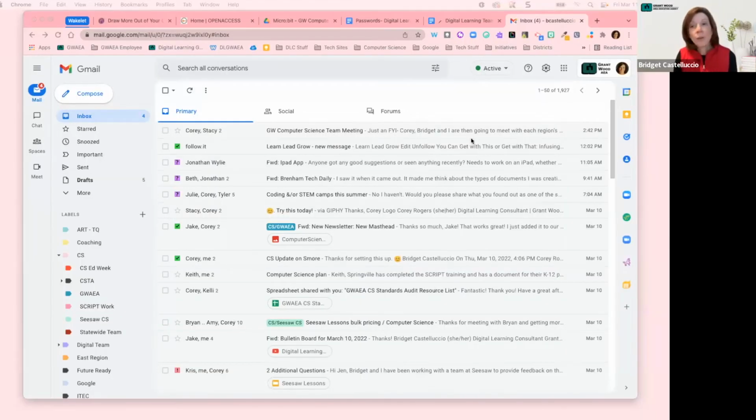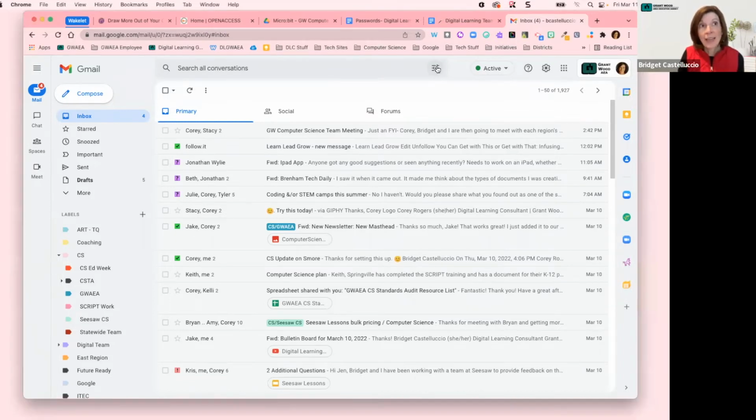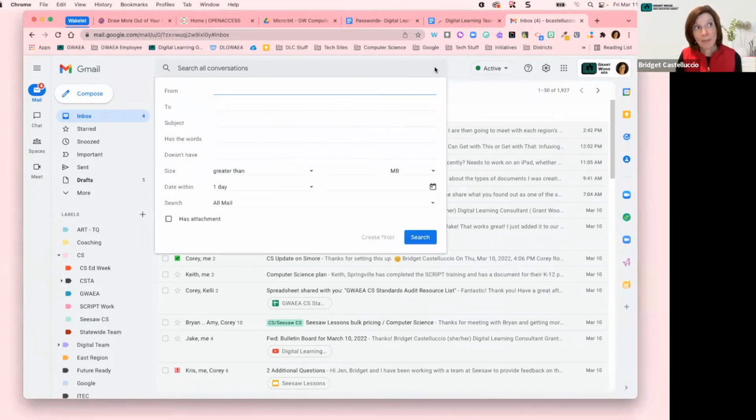So I have up my Gmail, and we all know the magnifying glass. That's the time to search. And usually I just type in the person. But if I go to the bars over at the side, that's where the real magic happens. I have all of these different categories. I can search who it's from.